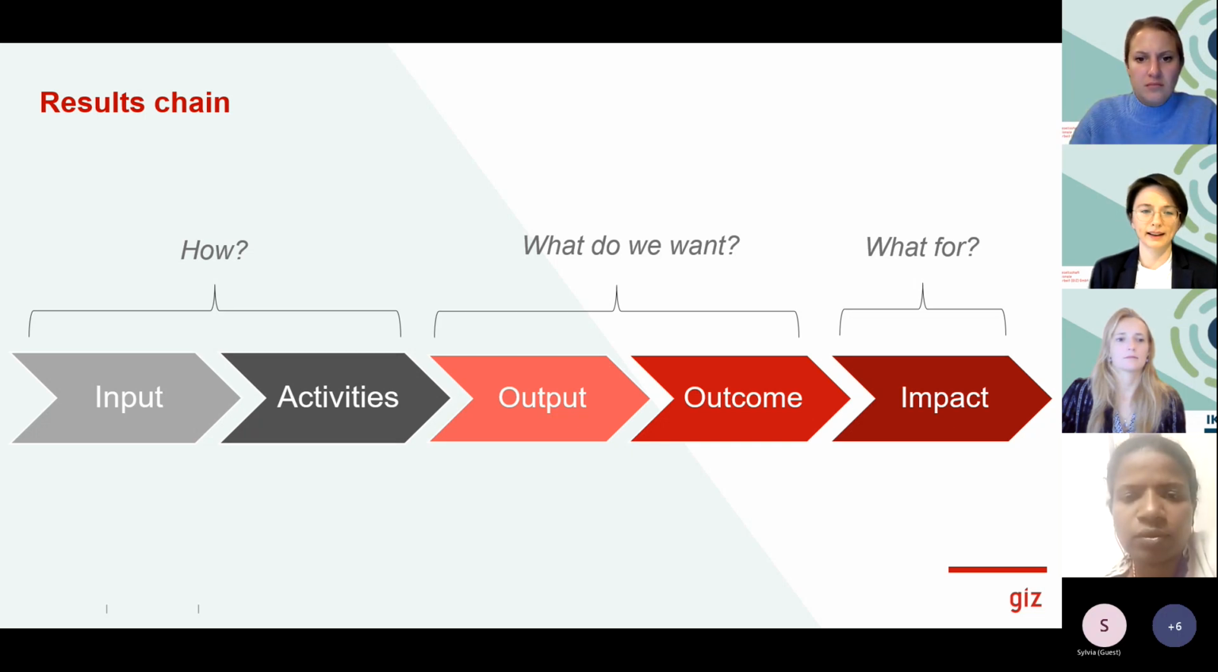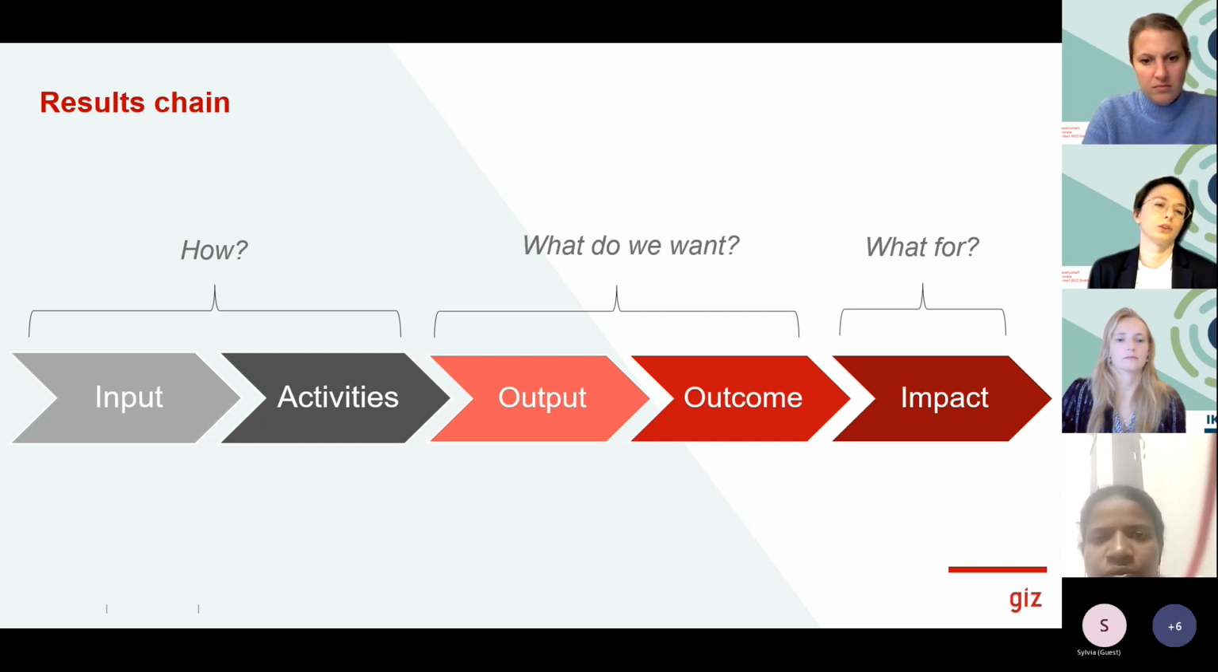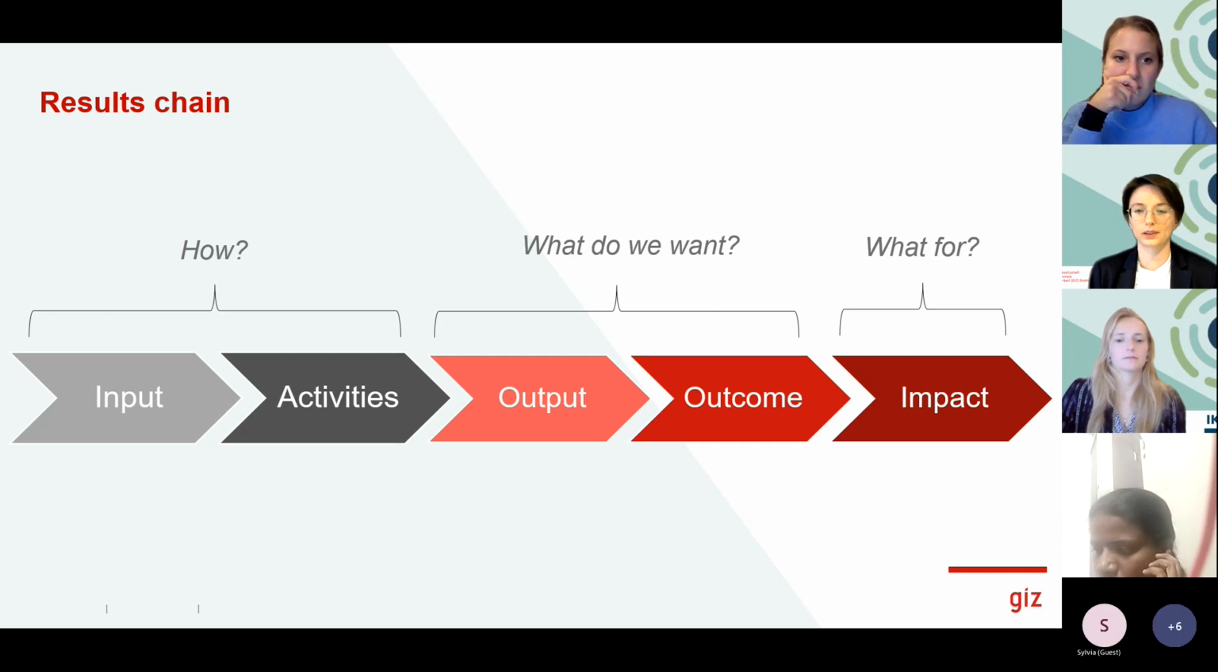The following impacts are the long-term overarching development results, like the nutritional situation of the female smallholders and their family has improved. Okay, that was now a lot of theory, so I will hand over to Laura for a more practical example.